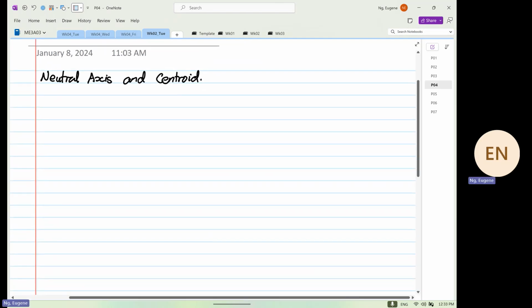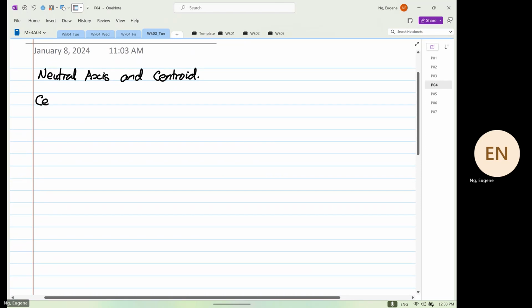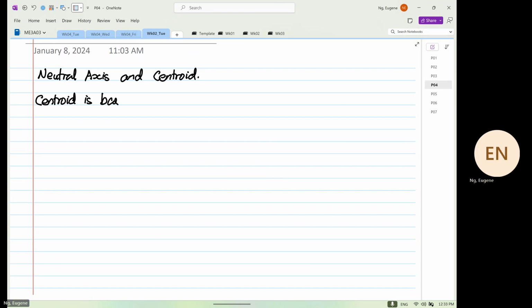So the centroid is based on what? Geometry. Neutral axis is based on what? Anyone? Yes, it's based on stress. Normal stress σx must be equal to what? Equal to 0.